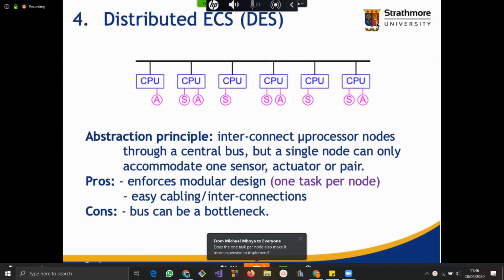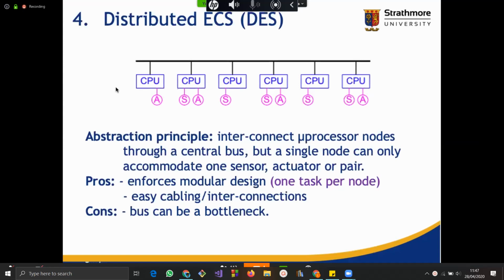So I have another question here. Does the one task per node also make it more expensive to implement? I don't know if it's a thing. Maybe you're asking in terms of needing more components to achieve a simple task. For example, if you want to design a system that measures temperature and humidity, and then you just turn on the fan.